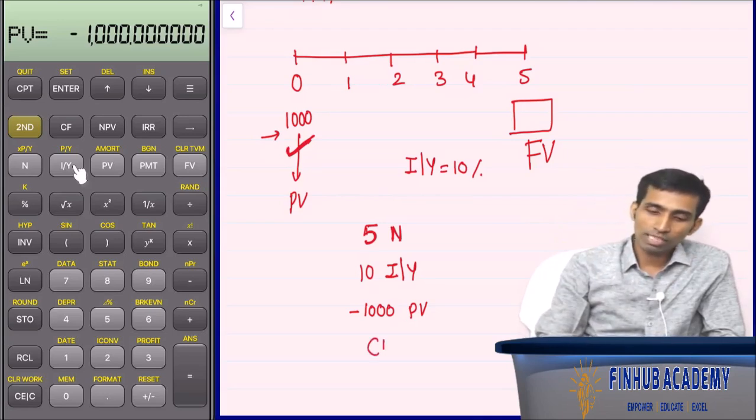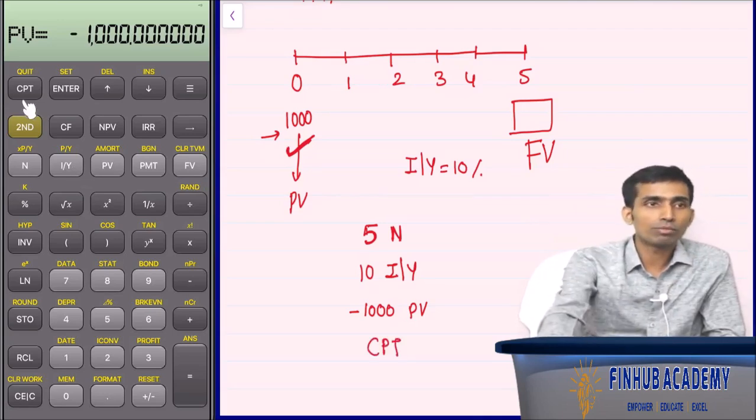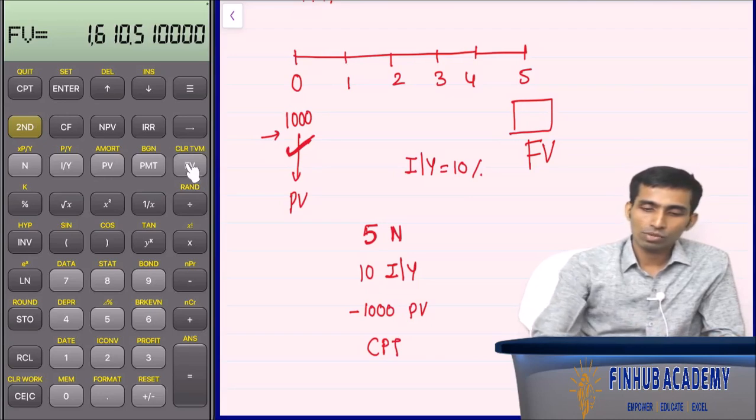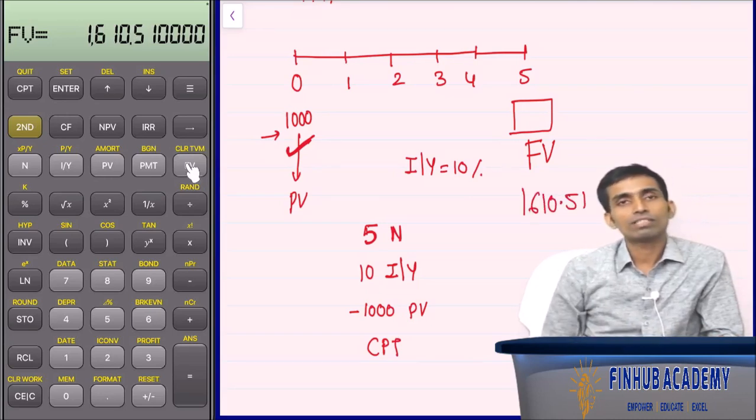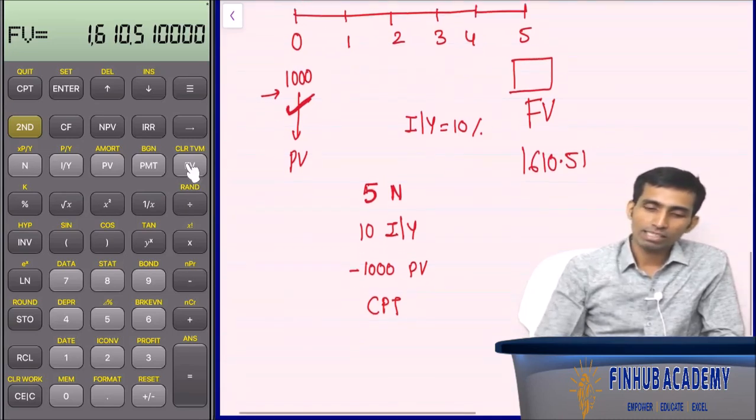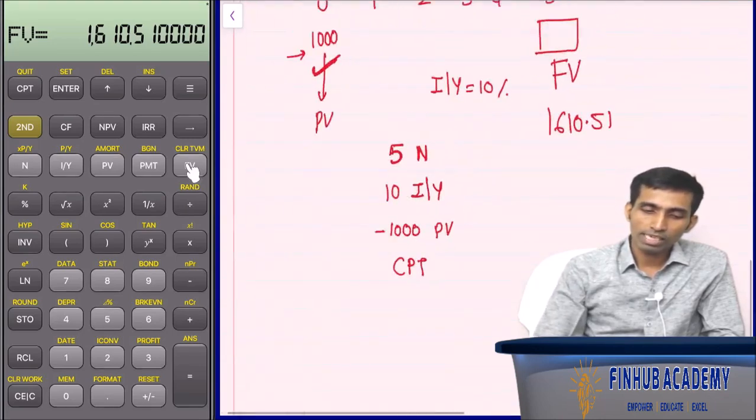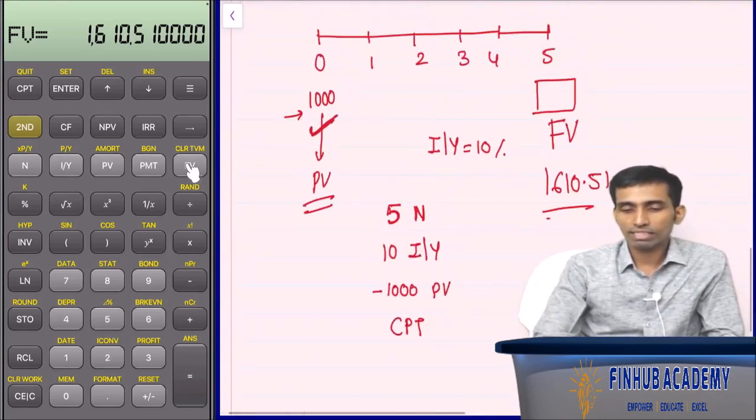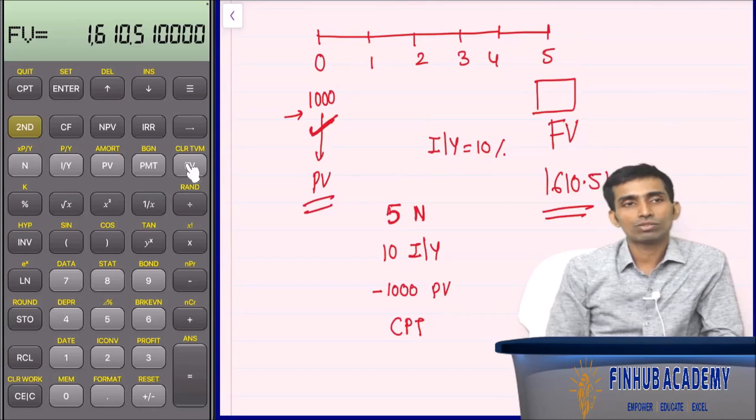Whatever I have to compute, I will press CPT. Where is my compute? Compute button is here. See, compute. And I'll press FV. Compute FV. Do this. Compute FV. So I'm getting 1610.51. Understood? Like this. So what does this mean? This means that if I deposit 1000 today at 10%, after 5 years I will get 1610.51. Understood? Remember this. Okay. That is the part.